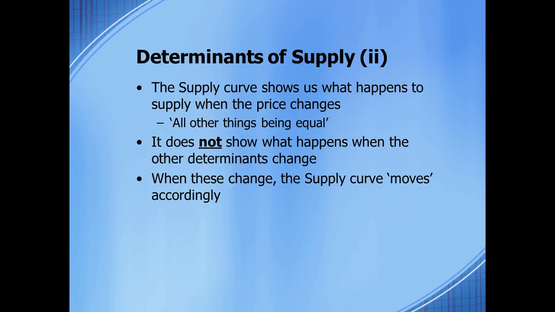So continuing on these determinants of supply, the supply curve can show us what happens to supply when the price changes, all things being equal, as discussed earlier. What it doesn't show is what happens when other determinants change. When this change occurs, the supply curve will move accordingly, so it would show us the impact of these changes.